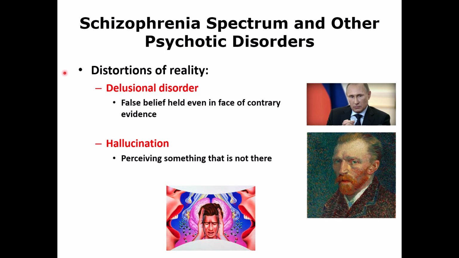So that's hallucination, and Van Gogh had a hallucination. Something that is not there at all. Hallucination is compared with illusion. Illusion, something is there, but you misinterpret. But hallucination, nothing is there. But you see something that is not there.